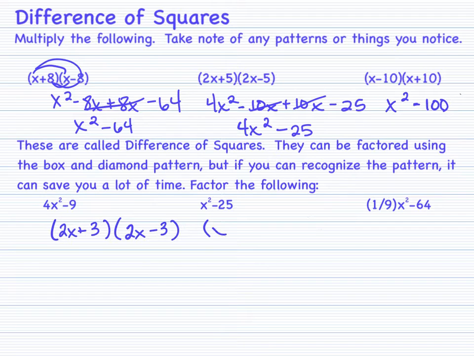Square root of x squared is x. Square root of 25 is 5. So x plus 5, x minus 5.